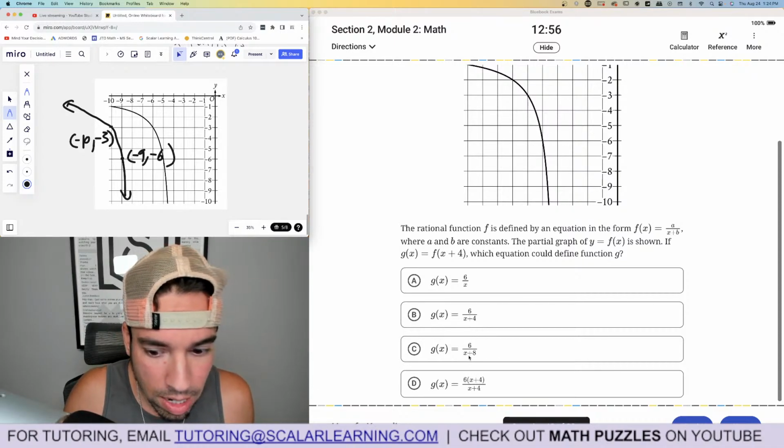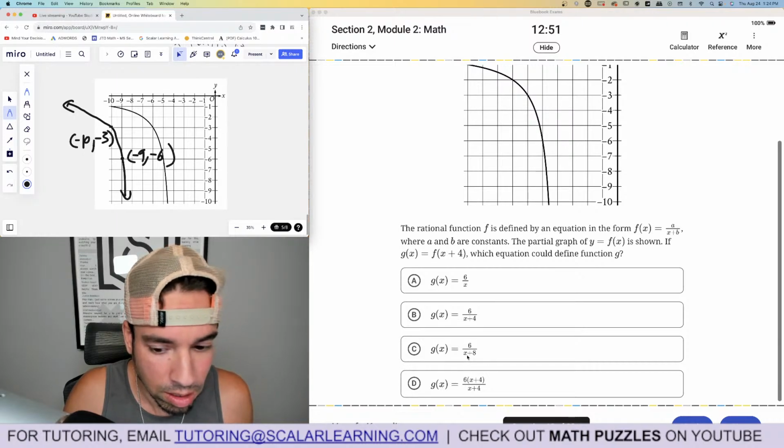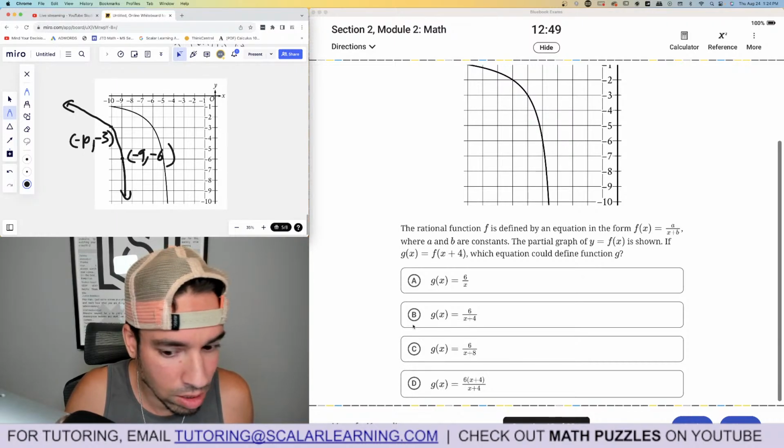Look, negative 9, we get 6 over negative 1. That's negative 6. Then plug in negative 10. Negative 10 plus 8 is negative 2. 6 over negative 2 is negative 3. It's got to be C.